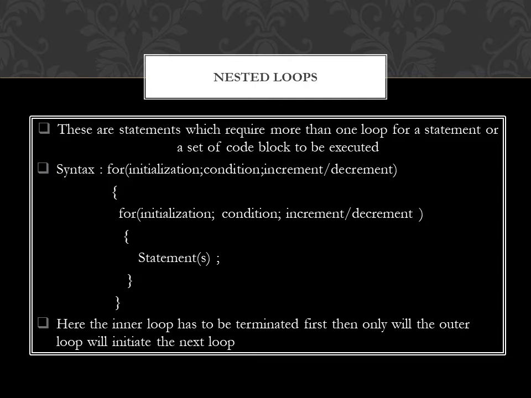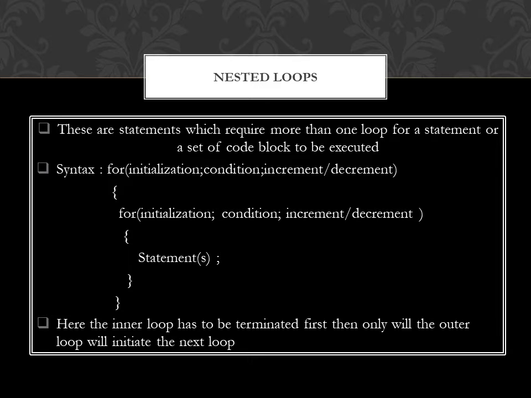Now, what are nested loops? These are statements which require more than one loop for a statement or a set of code block to be executed. Now, this is the syntax of a nested for loop. There are nested while loops as well, but we usually use nested for loops. Inside the body of this for loop, instead of sequential statements or selection statements, we are using a looping statement here. Hence, we got the name nested loops.